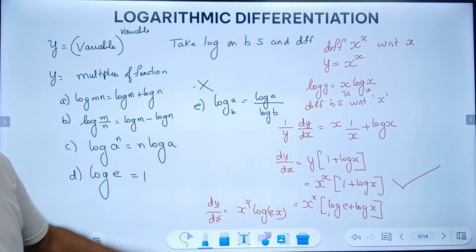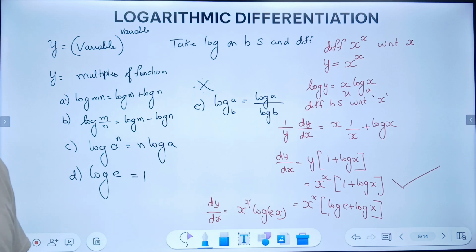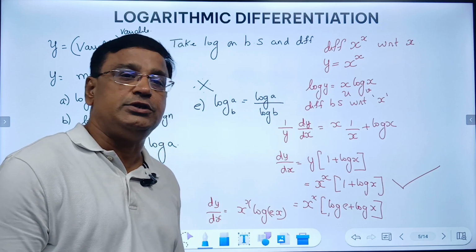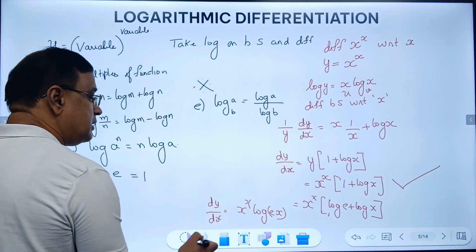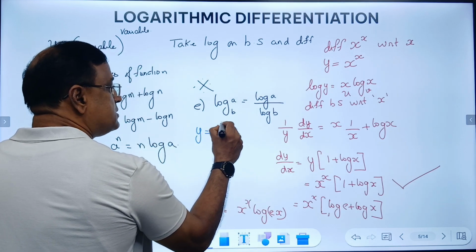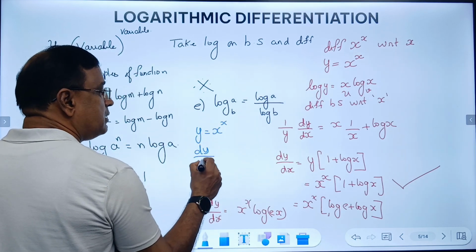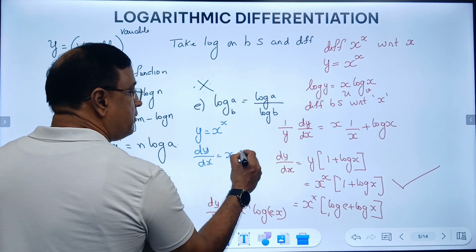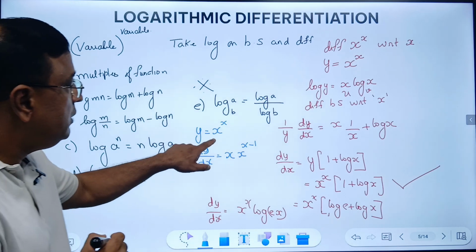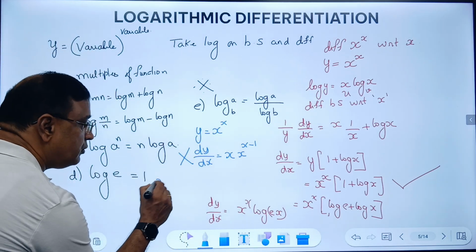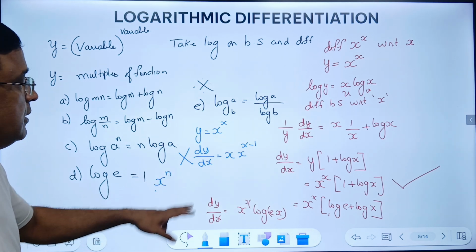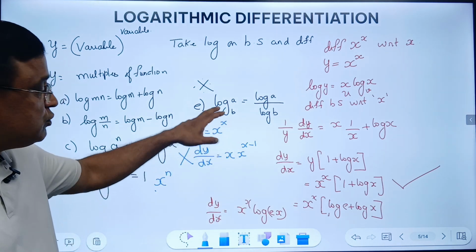So this is how you do logarithmic differentiation. When you have variable raised to the power of variable, you have to take log on both sides and differentiate. There are some students who make a mistake in the exam: they will take y equal to x power x and write dy by dx as n into x power n minus 1. This is wrong. Be careful about it. When it is variable raised to the power of variable, you cannot use the x power n rule, because this is variable raised to the power of constant, whereas this is variable raised to the power of variable, so it can't be used.